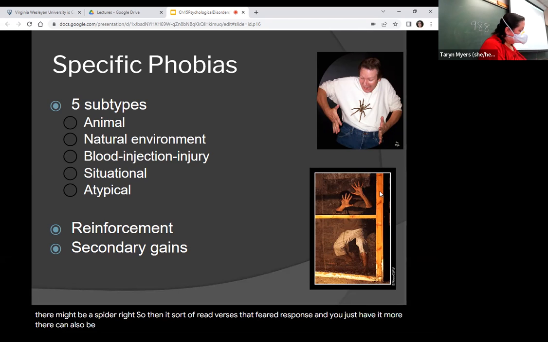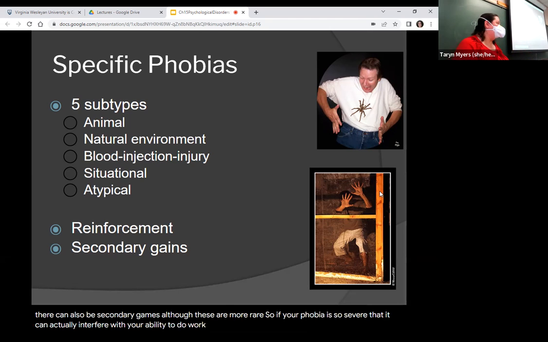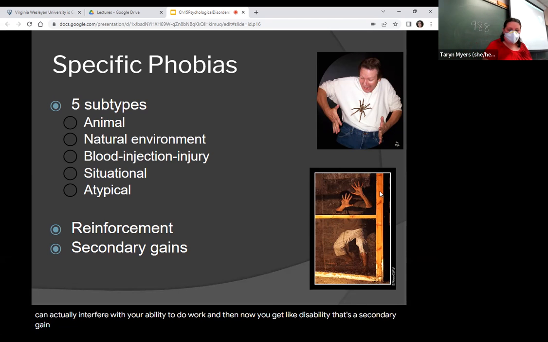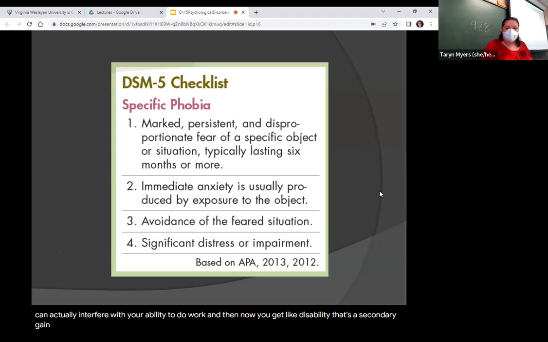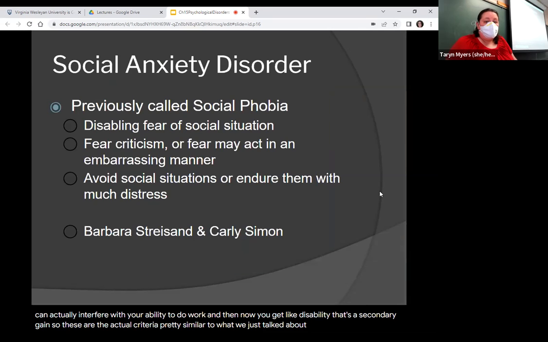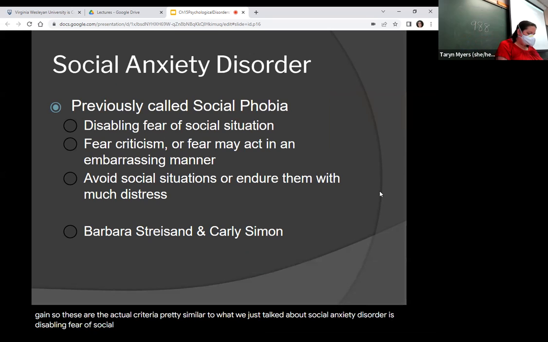So then it reinforces that feared response and you just have it more. There can also be secondary gains, although these are more rare. So if your phobia is so severe that it can actually interfere with your ability to do work, and now you get disability, that's a secondary gain. So these are the actual criteria. Pretty similar to what we just talked about. Social anxiety disorder is disabling fear of social situations.